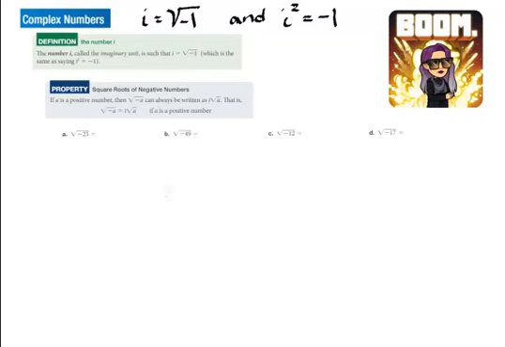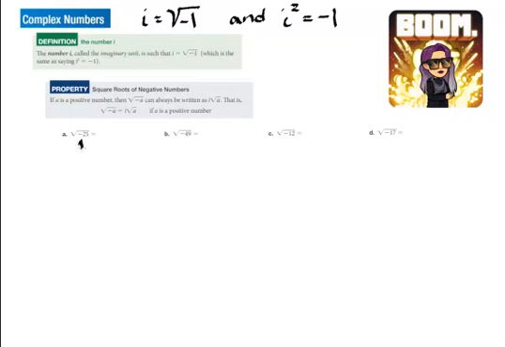All right, let's play with a few of these. We see that if we have the square root of a negative number, we can write that as i onto the square root of a. And then we will call that an imaginary number. So let's look at our first example.